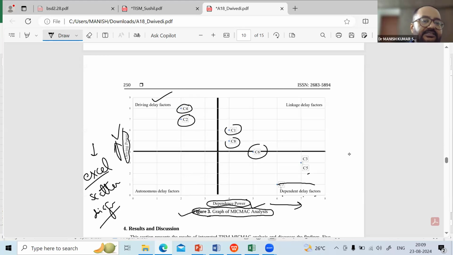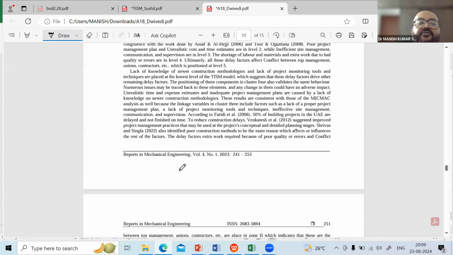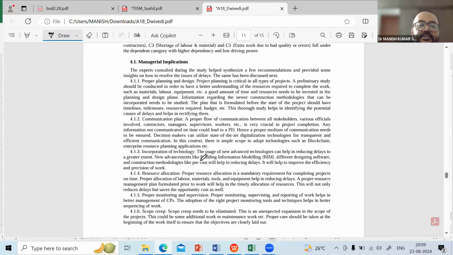What are all these things? I'll explain to you how to do it actually. So driving delay factors are in this quadrant, and linkage delay factors are again dependent power. As a researcher, you can come up with this diagram, but how to explain the diagram is again a challenge. So you have to read the MICMAC TISM analyses and discuss the findings. Read them and find out how others have done it. But the process, I will tell you how to do it.